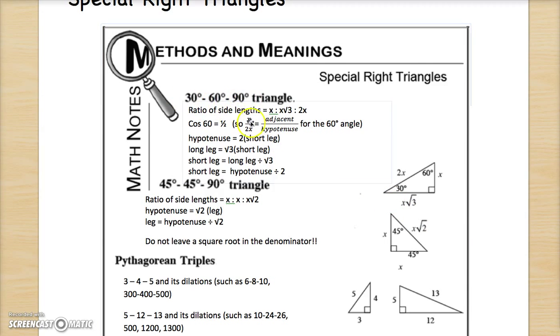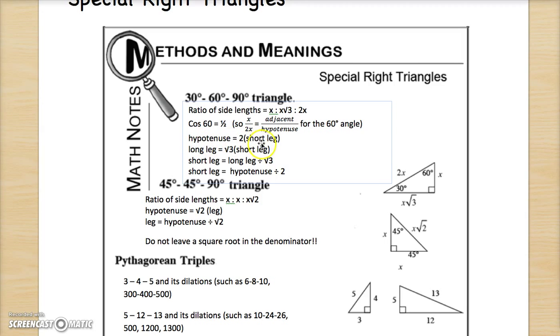The 30, 60, 90 triangle. Here's an example laid out for you. The ratio of the side lengths is always x to x square root of 3 to 2x. Remembering that the cosine of 60 is 1/2, so your x over 2x is the adjacent over hypotenuse for the 60-degree angle. So you have your adjacent over hypotenuse, x over 2x. That'll help you make sure you place your dimensions in the right place.